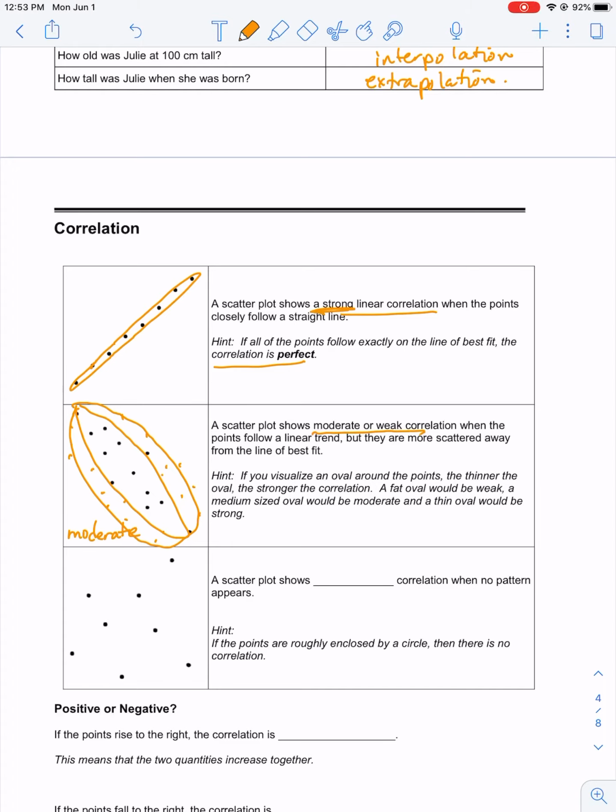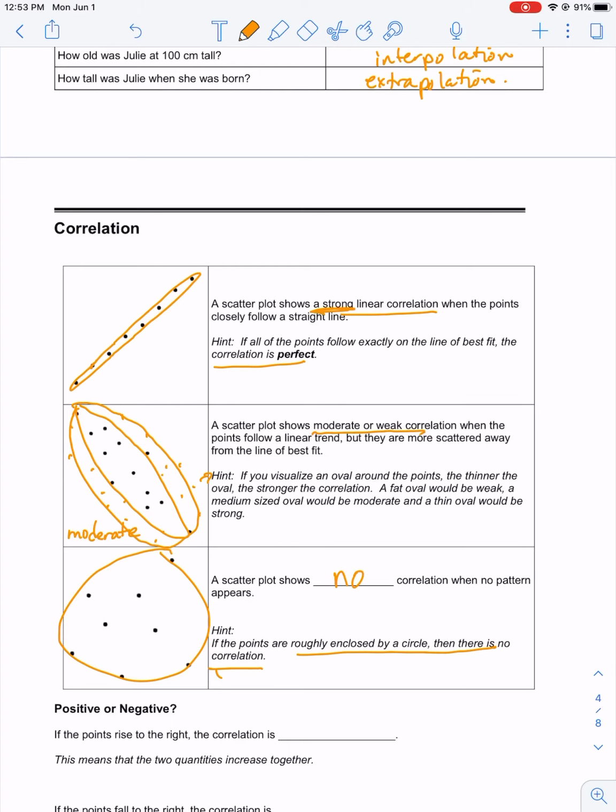A scatter plot shows no correlation when no pattern appears. I don't see anything increasing or decreasing here. I can't tell if the points are falling or rising. They just seem to be all over the place. If all the points are roughly enclosed by a circle, then there is no correlation.